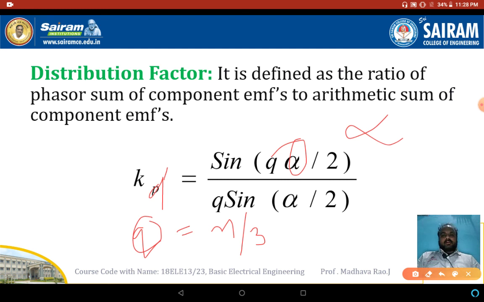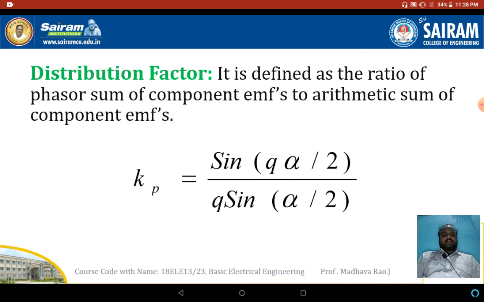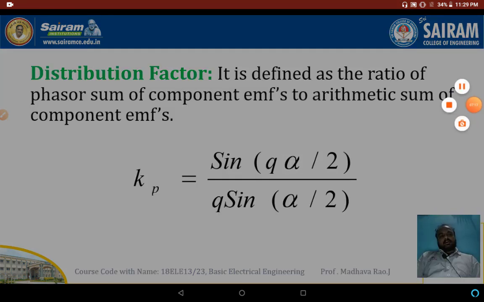So this is about armature winding, winding terminology and winding factors. In the next video we'll see the EMF equation of alternator. Okay, thank you.